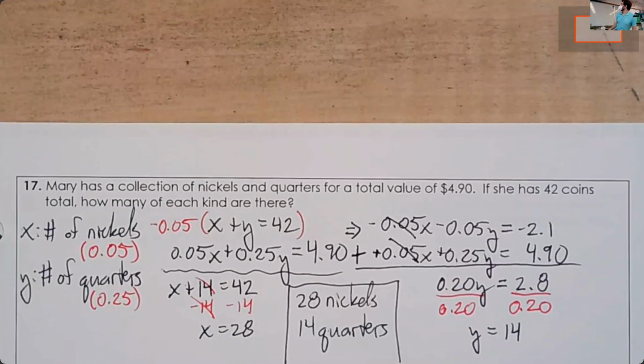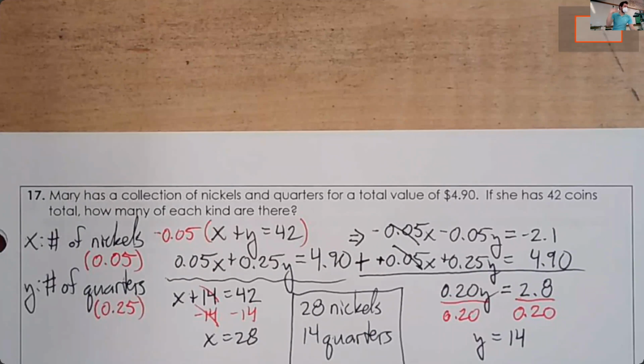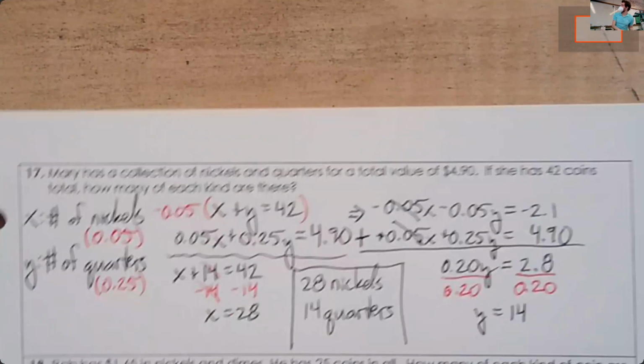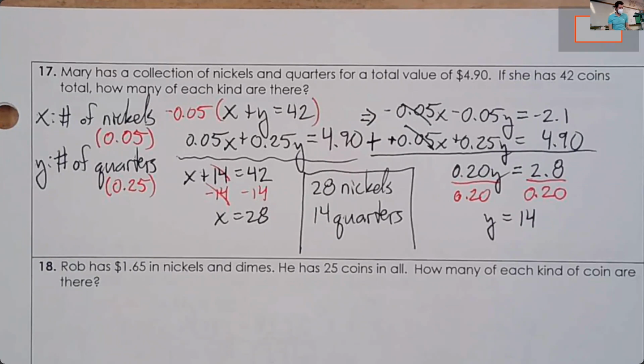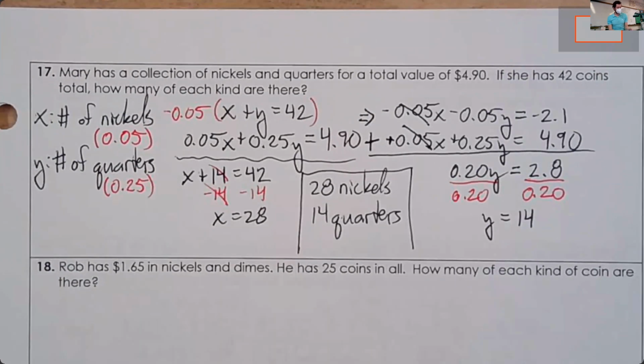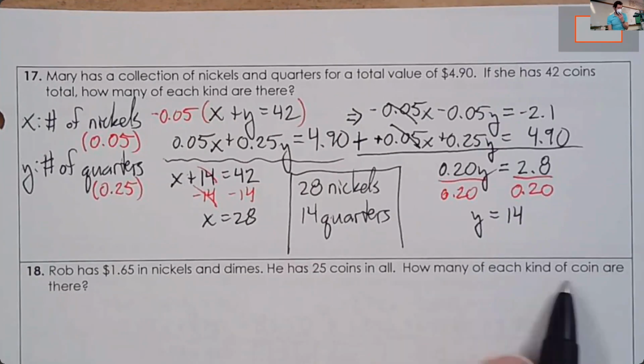All right. We're also going to do number 18. It's a very similar question, but instead of nickels and quarters, it's nickels and dimes. And just to make sure that we have these examples here with the values of these coins, it's good to do this one as well. So 18, Rob has $1.65 in nickels and dimes. So between the two, he has $1.65. He has 25 coins in all. How many of each kind of coin are there?